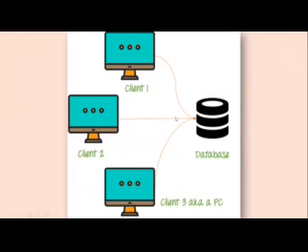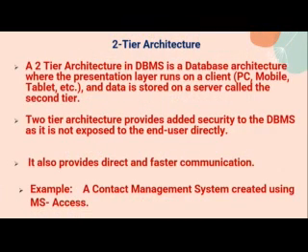I'll say a real-time example also. Let's say you go to a railway counter, or IRCTC, or a restaurant. Moreover, this architecture provides added security to the DBMS and so on. It also provides direct and faster communication, so the advantage is direct and faster communication. One more example is a contact management system created using MS Access.